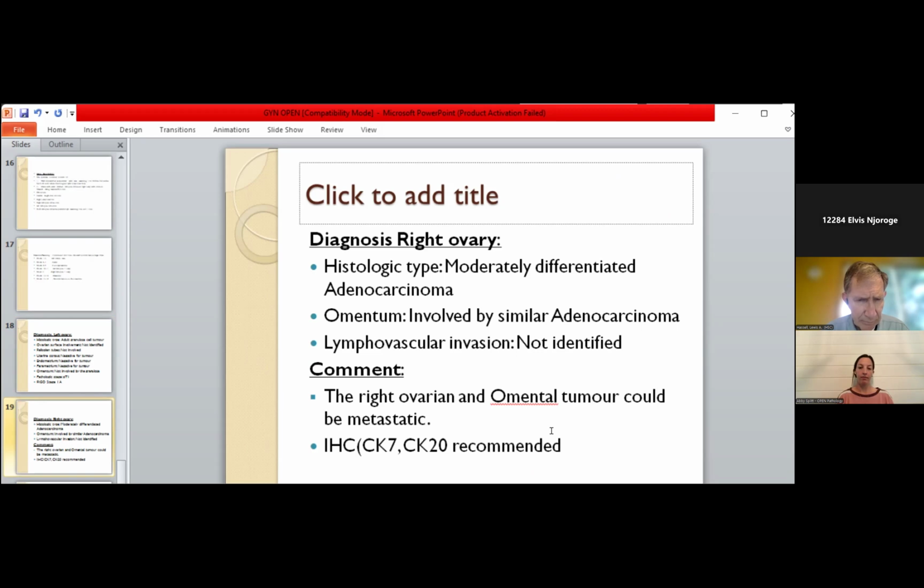At that point, I had recommended, because we have these CK20 and CK7, to just run them and see how they would stain. However, I've not had the report for that.